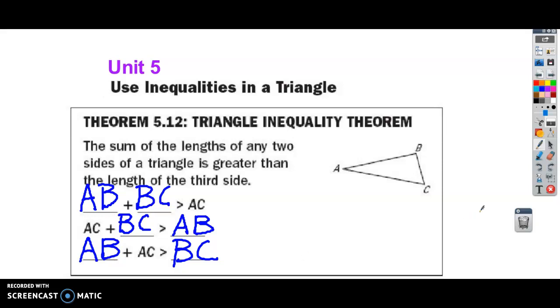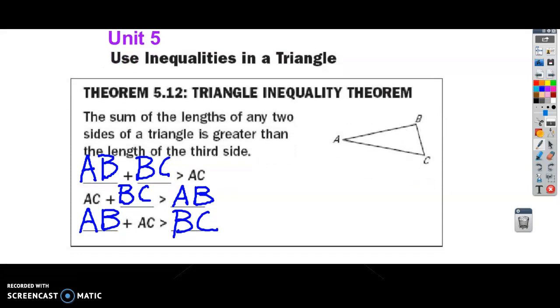Okay, so we'll start with the triangle inequality theorem. Basically what this says is the sum of the lengths of any two sides of a triangle has to be greater than the third side. I've got an explanation for that, I've got to show you something. But basically, you can pick any two sides. Doesn't matter which two. Add them up, see if they're greater than the third side.